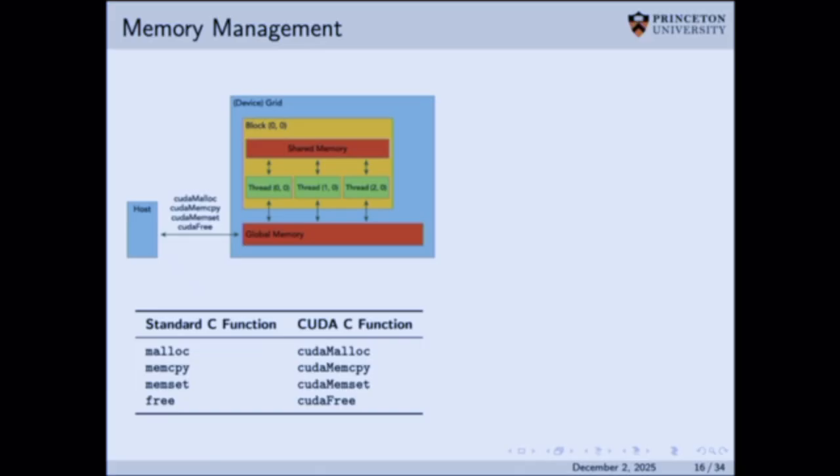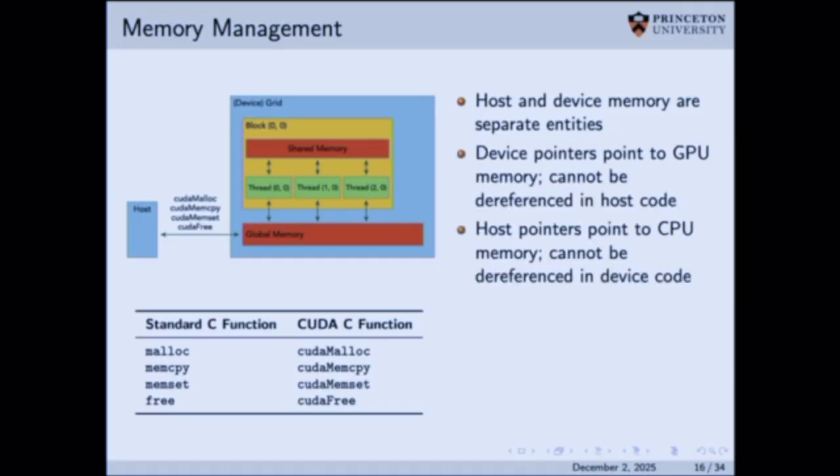And then to actually do this copying, I talked about this earlier, but the host and device memory are separate. So the device pointers point to GPU memory, and you can't dereference them on the CPU. Similarly, the host pointers point to CPU memory and can't be dereferenced on the device.